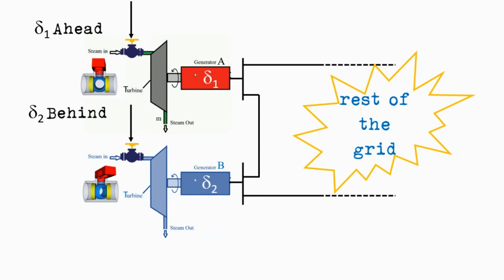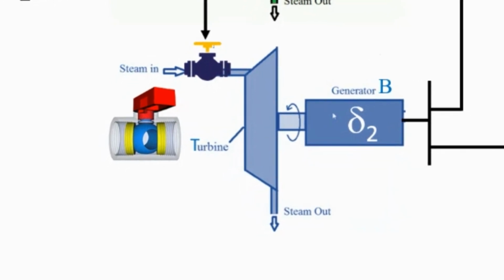Similarly, for the other one which is behind, behind means delta 2 is less. If delta 2 is less, from the mathematical equation, it means that the power is less. If you don't have this control valve, this governor, on the steam turbine, you can imagine that the speed will go high for the generator.